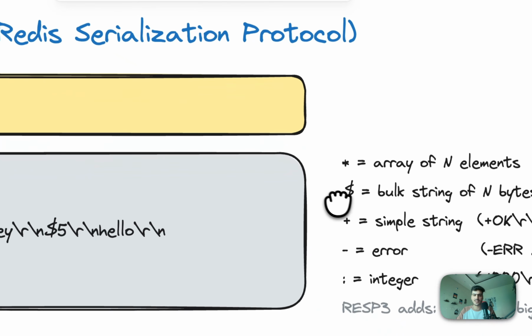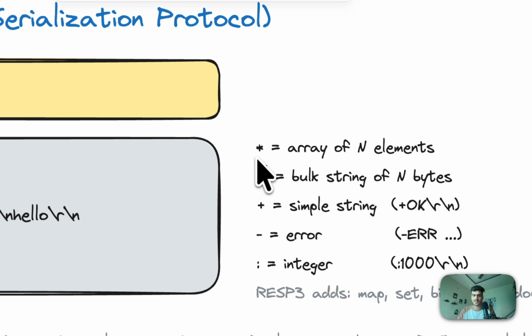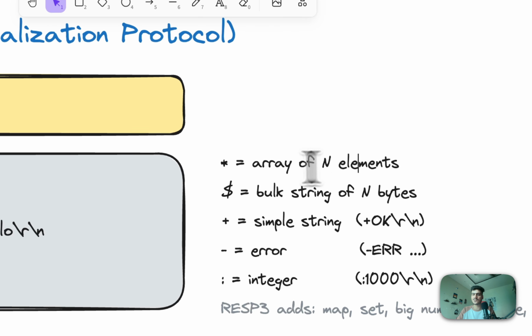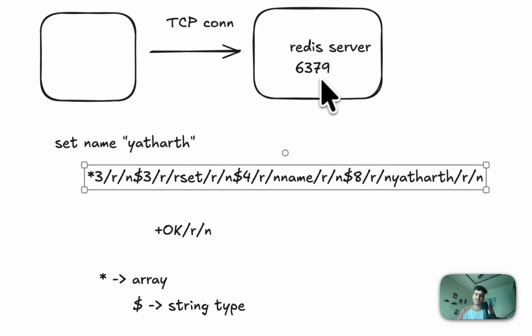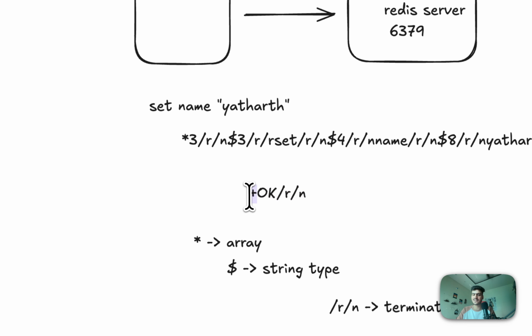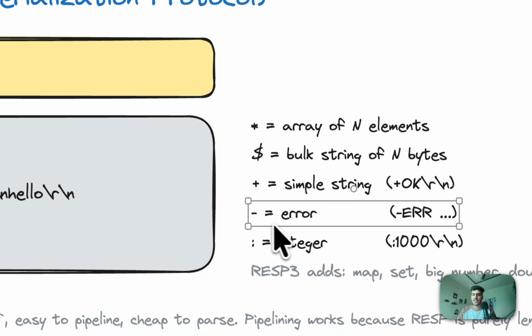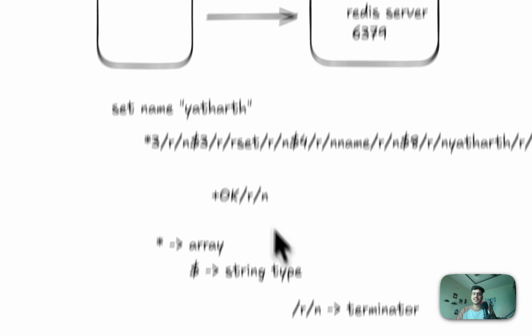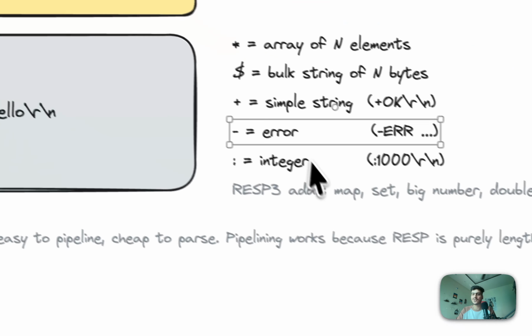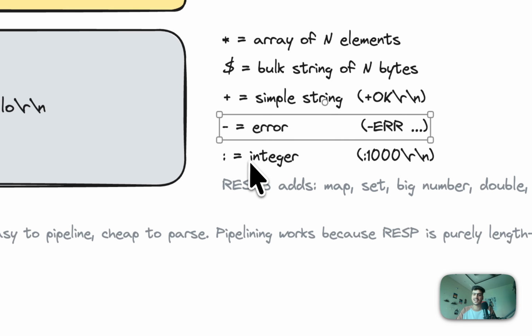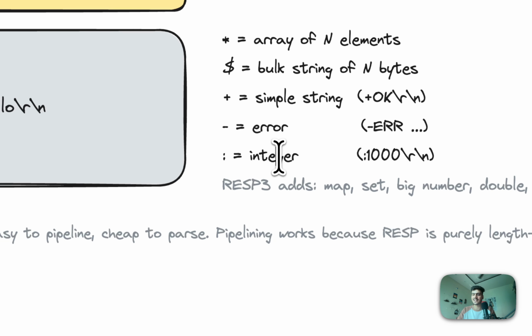I'll also show you all the other types that RESP supports. So star, you already know. Whenever you want to send an array of elements, you use star. $ is for the string, plus is for just a normal string. So when the Redis server sends you back a response, it usually looks like this. Plus refers to a string response, right? And it also sometimes sends errors. If you send a wrong command, it will send you an error with a minus sign, and there's this colon as well, using which you can send integers to the Redis server, right?